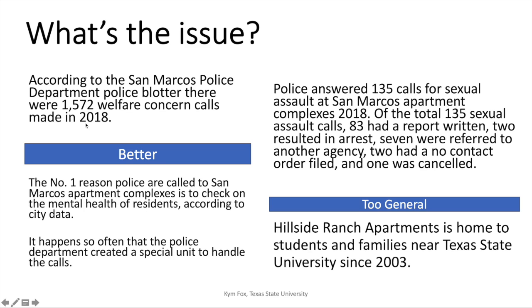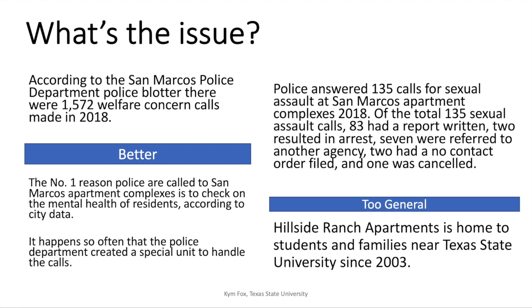So how about this one? If we're going to read this lead, according to the San Marcos Police Blotter, not everybody knows what the police blotter is. This is a very specific number, so unless you need to use that very specific number for a purpose, we might just say more than 1,500. And welfare concern calls, what is that, right? So 2018, that's good.